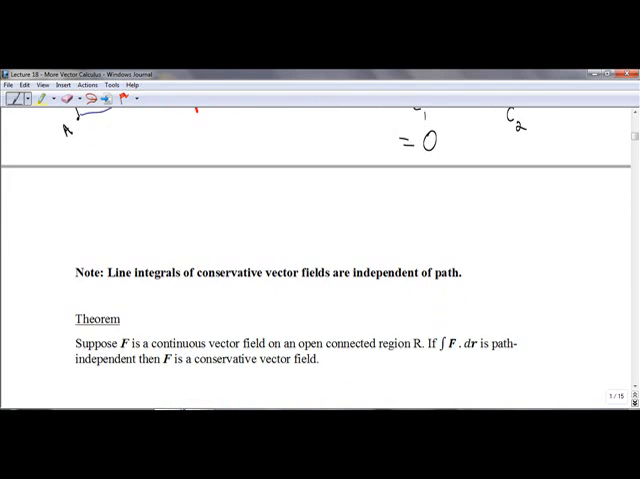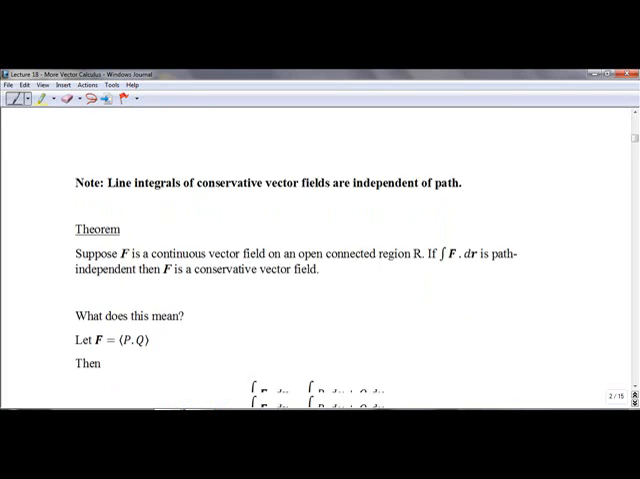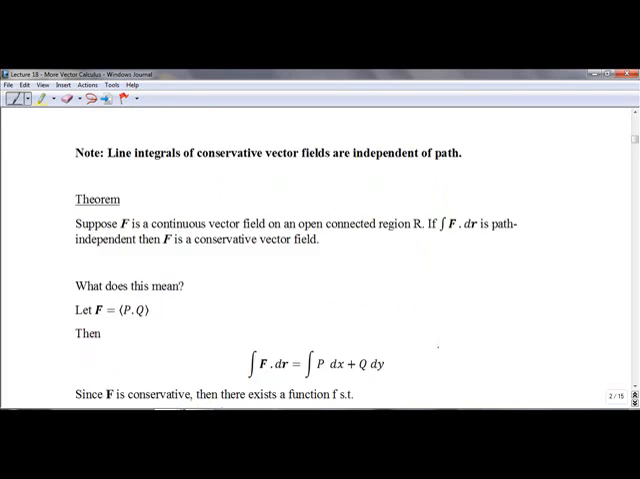Now I'm going to give you a very important note, and I have put it in bold to show you how important it is: the line integrals of conservative vector fields are independent of path. That is going to help you quite a lot. And again, let me remind you, what is a conservative vector field F? It is where there is a function f such that the vector field is the gradient. I'm going to say this again and again because we're going to use it throughout this.